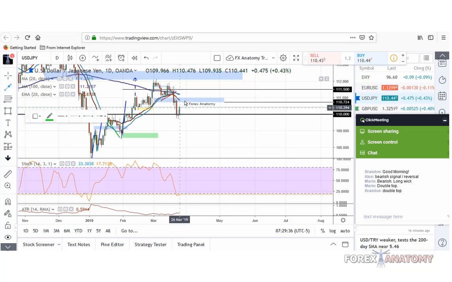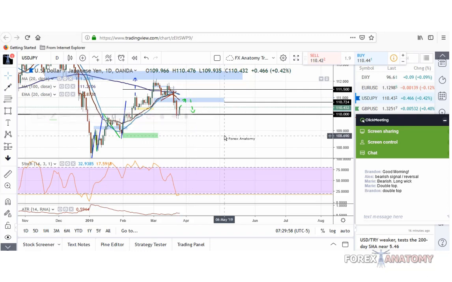Price to correct into this zone, or to this area right here, and then for us to execute a short upon bearish confirmation and trade that lower. And who knows, we can possibly trade it to this 110 psychological level. Who knows? But yeah, that's pretty much what we're waiting for. So then we just have to be a little bit patient.